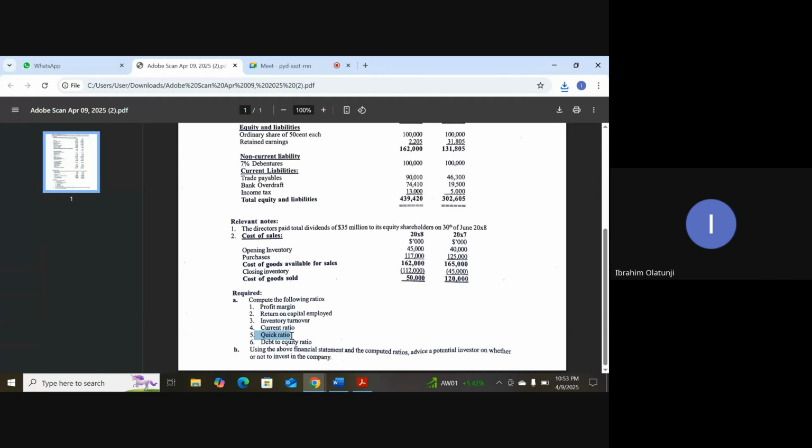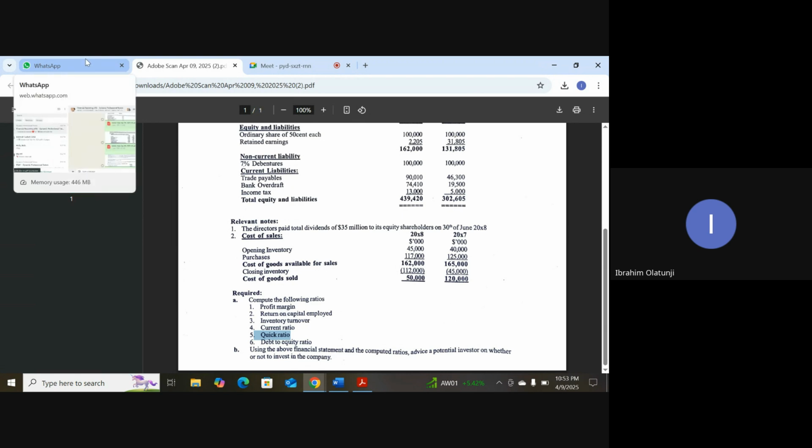Is it clear? Yes, sir. Okay. So because we've not discussed the inventory turnover and debt to equity ratio, we cannot do this one tonight. When we fully discuss all the ratios, then we can finish whatever ratio is open to us here.